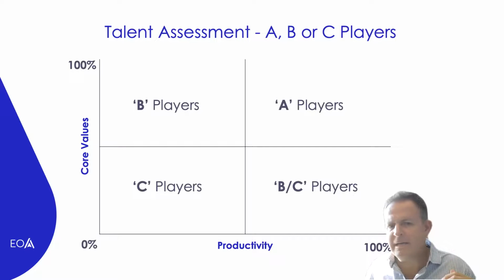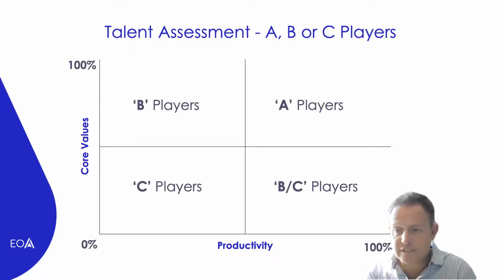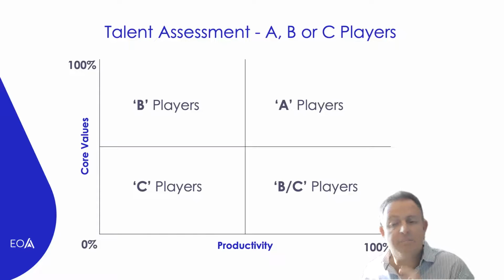Let's go down a notch. The C player, low on productivity, low on core values. Honestly, guys, why do you still have them in your business? Why are they there? Why have you not made a plan for them to see themselves through the door? You should have systems of performance engagement, of understanding where everybody's at. The C player should just be worked out the door. Okay, don't want those people. They're making it difficult for everybody else and sucking up too much of your time.